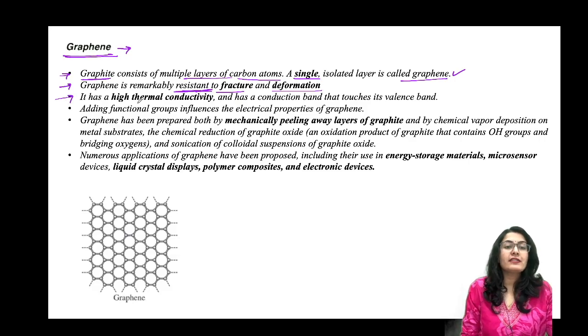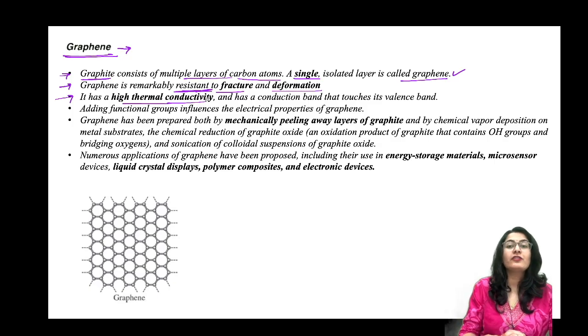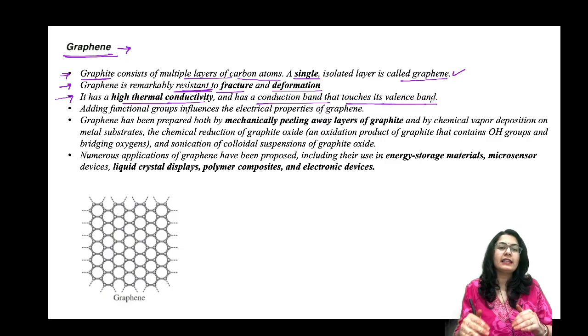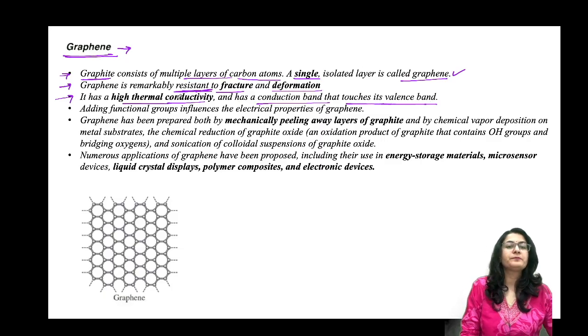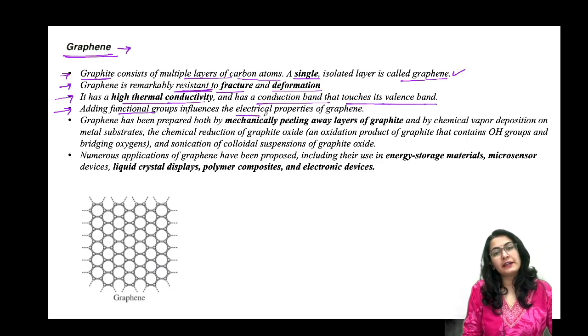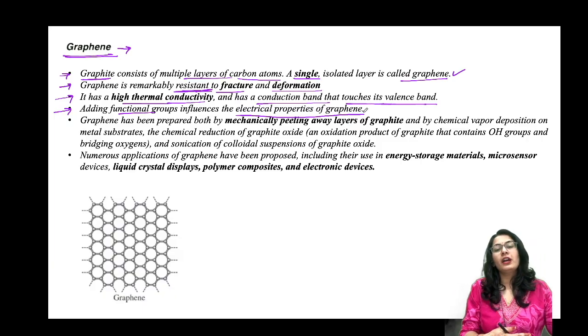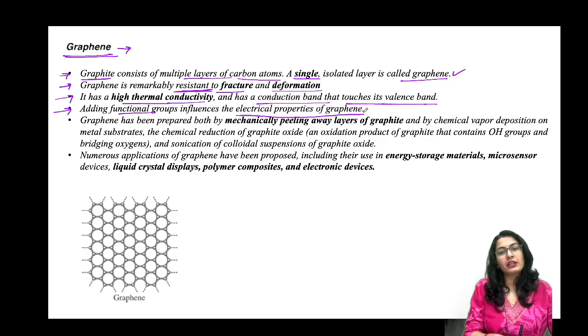It has a high thermal conductivity. That is what makes graphene so interesting, and it has a conduction band that touches its valence band. So conduction band touching the valence band means highly conducting. Adding functional groups influences the electrical properties of graphene. Some might enhance, like more electron donating groups can enhance, electron withdrawing groups are going to deteriorate the electrical conductivity.